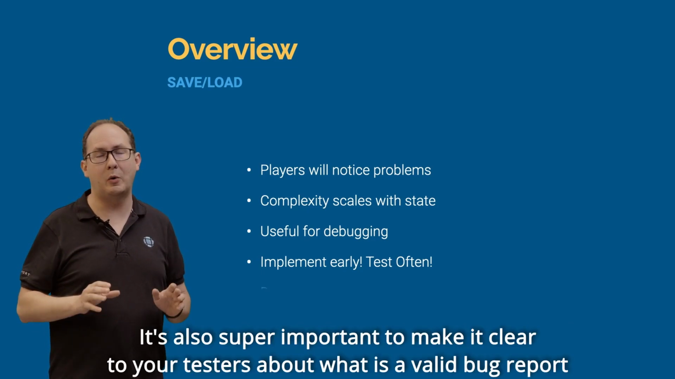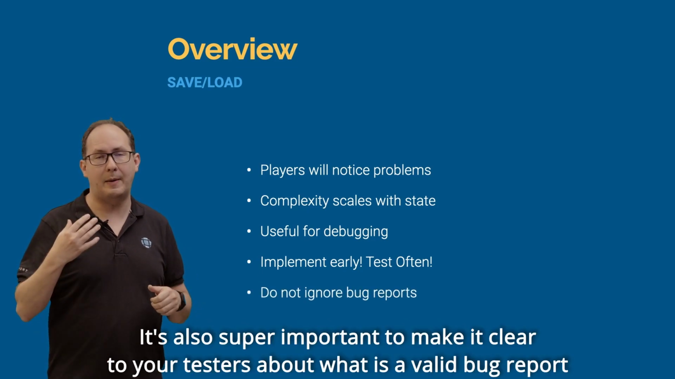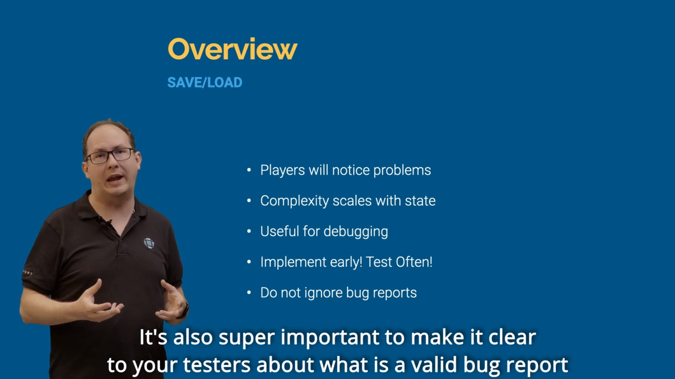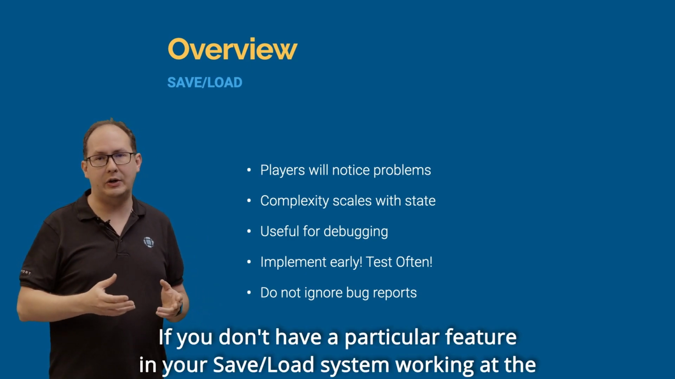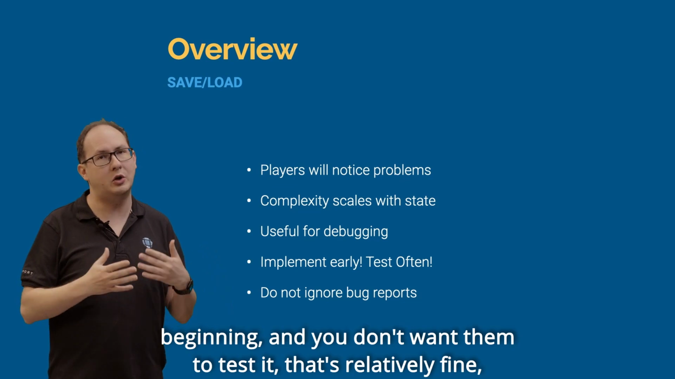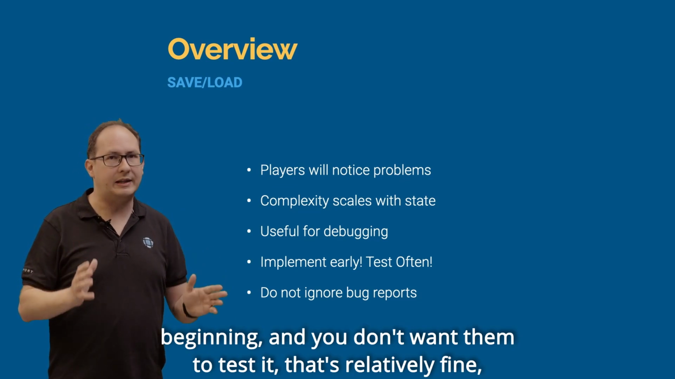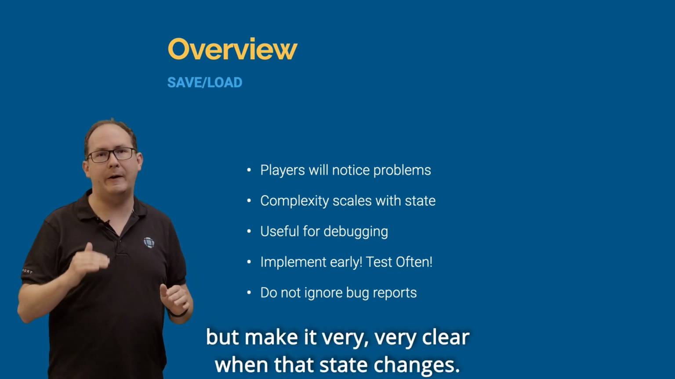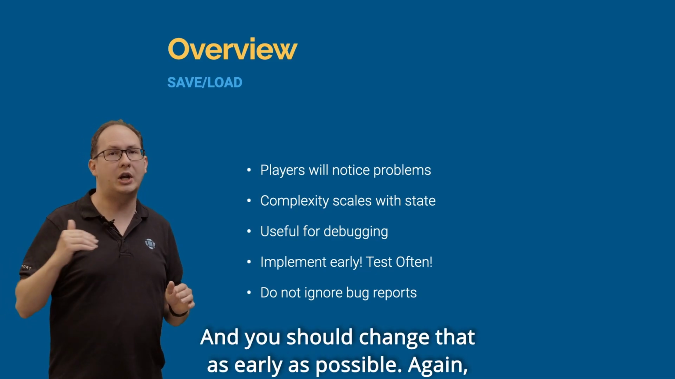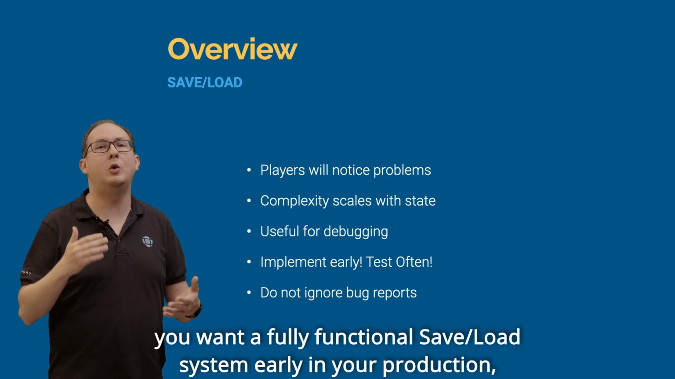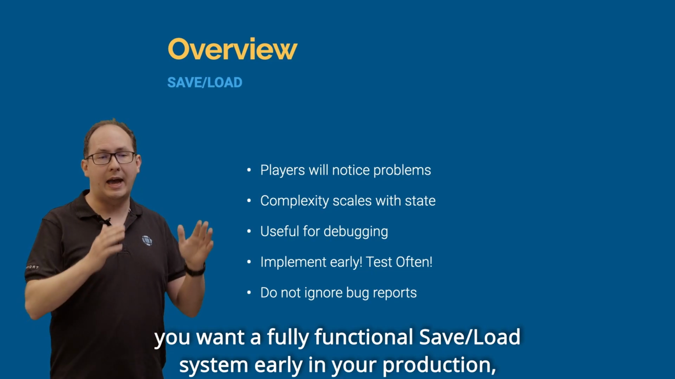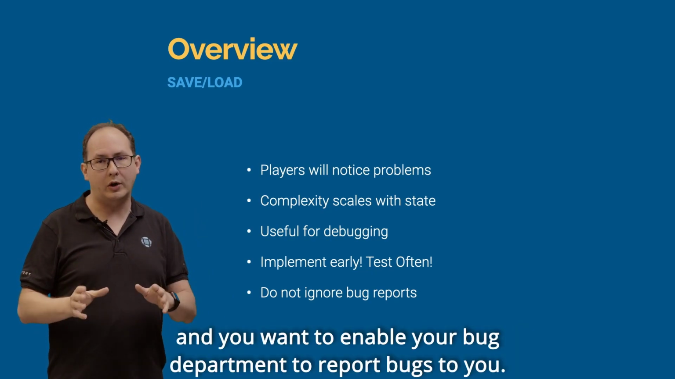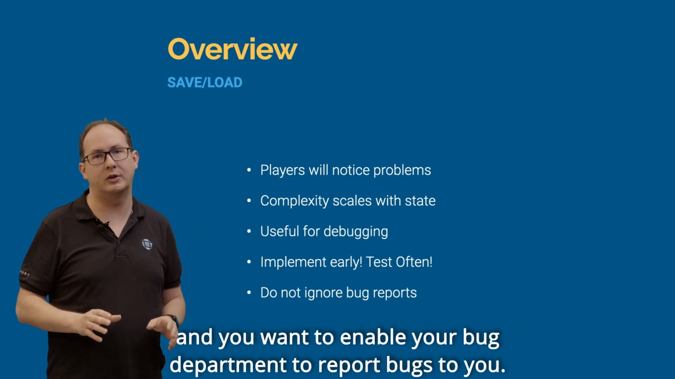It's also super important to make it clear to your testers what is a valid bug report and when. If you don't have a particular feature in your save load system working at the beginning and you don't want them to test it, that's relatively fine, but make it very, very clear when that state changes, and you should change that as early as possible. Again, you want a fully functional save load system as early in your production as possible, and you want to enable your bug department to report bugs to you.